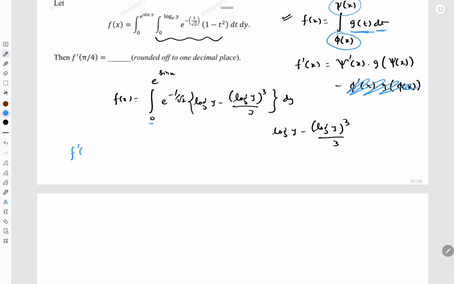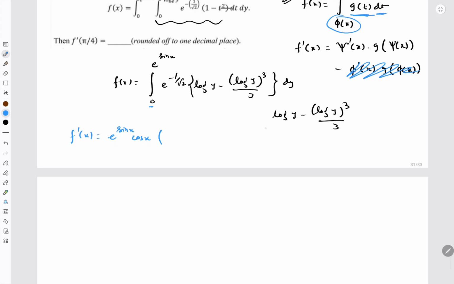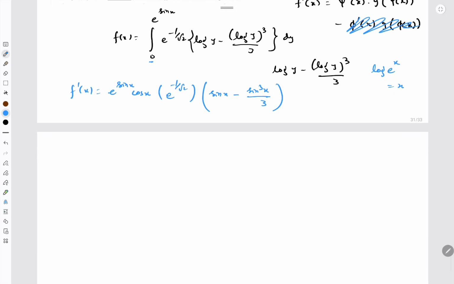So f dash of x is basically the derivative of e power sin x, which is e power sin x cos x, multiplied by, in place of y, I put e power sin x. So that is e power minus 1 by root 2 multiplied by log e power sin x. Now we know log e power something, let's say x, is basically x only, right? So log e power sin x is sin x minus sin cube x upon 3. So this is my f dash of x.